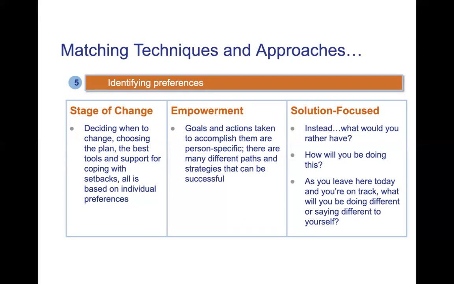Identifying preferences, deciding when to change, choosing the plan, best tools, support for coping with setbacks. That all should be individualized with resident preference as well. And then what are the goals and actions that we've taken to accomplish these? And then solution focused is instead, what would you rather have? If we don't have what you're meeting, what would you rather have done? What is not working? And then how can you implement that? What will you be doing? And then just being really super positive and solution focused about it.